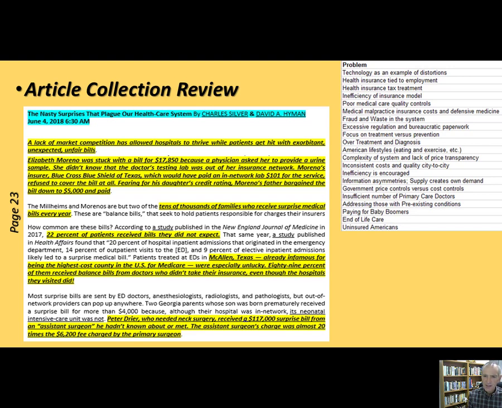So here's a lady, Elizabeth, who was struck with a bill for $17,850 because a physician asked her to provide a urine sample. She didn't know that the doctor's testing lab was out of her insurance network. Her insurer, Blue Cross Blue Shield of Texas, which would have paid an in-service lab $101 for the service, refused to cover the bill at all. Fearing for his daughter's credit rating, her father bargained the bill down to $5,000 and paid. Now, when did she find this out? She found this out after the doctor asked her for that test.